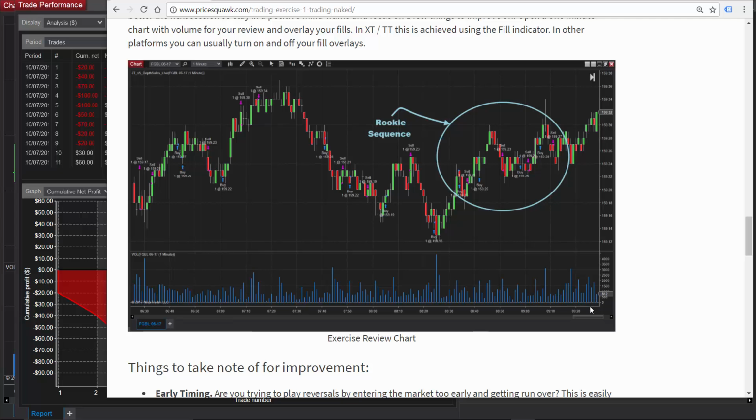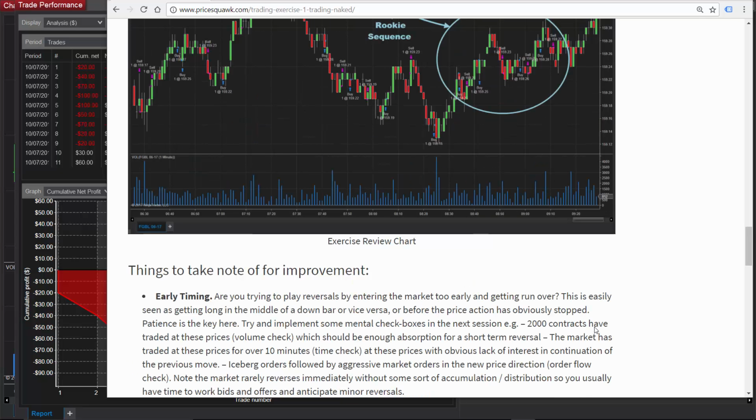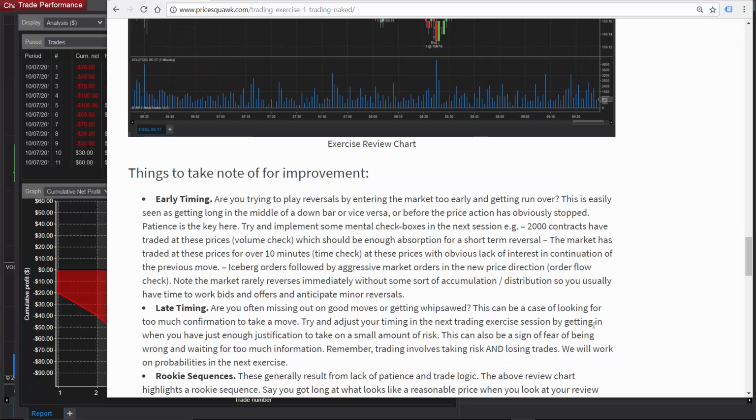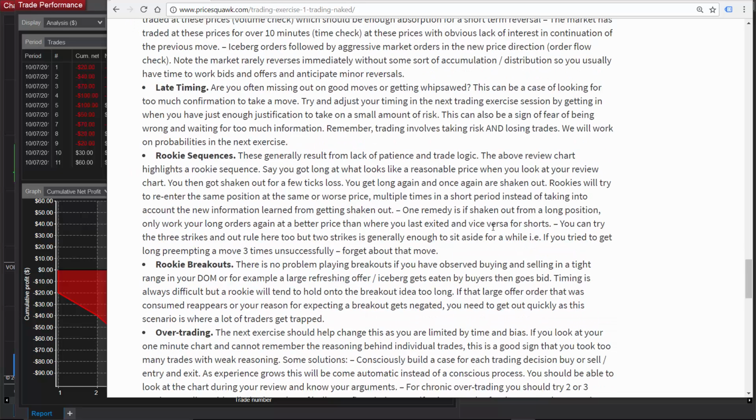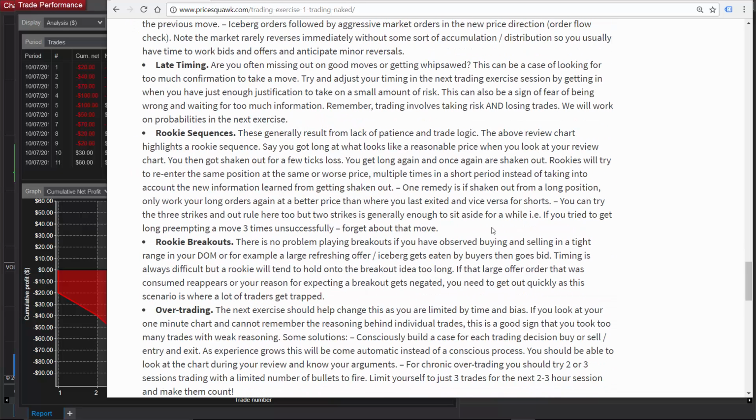What we aim to get out of this is an idea of any rookie errors that we've been making, if we're consistently getting into the market early for any trade idea or late. Rookie sequences are an interesting one, and they're the main thing we want to try and rule out. A rookie sequence means you're pretty much not trading rationally, whether you're flipping ideas constantly or continually getting run over.